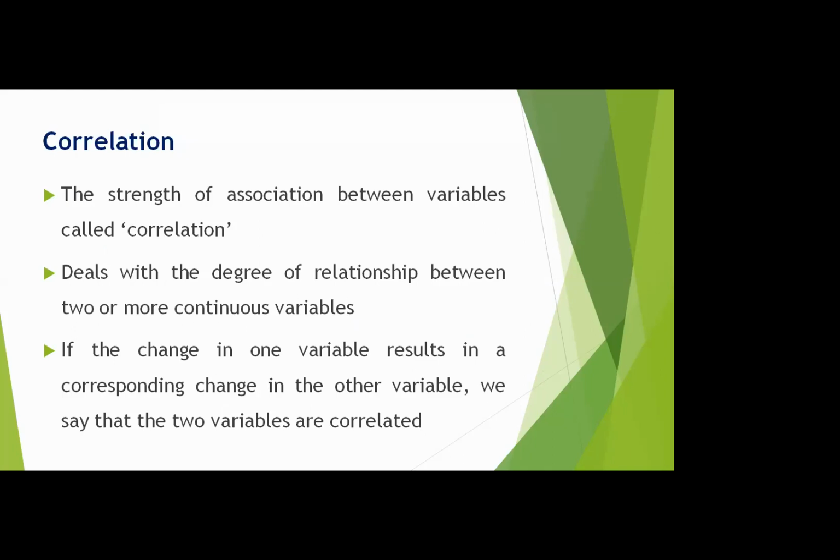With the help of correlation, we are assessing the strength of association between variables, and it deals with the degree of relationship between two or more continuous variables. If the change of one variable results in a corresponding change in the other variable, we generally say that the two variables are related to each other. So if any change occurs in one variable, and a corresponding change occurs in the other, then there is a relationship between those two variables.